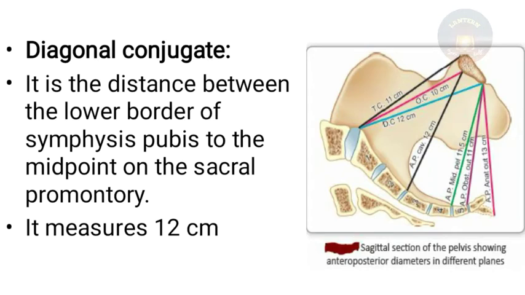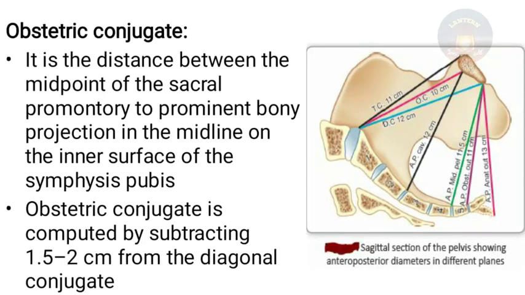Next is the obstetric conjugate. It is the distance between the midpoint of the sacral promontory to the bony projection in the midline on the inner surface of the symphysis pubis. So you can see the obstetric conjugate, that is the middle one, the red one in the first three. Obstetric conjugate is computed by subtracting 1.5 to 2 centimeters from the diagonal conjugate.